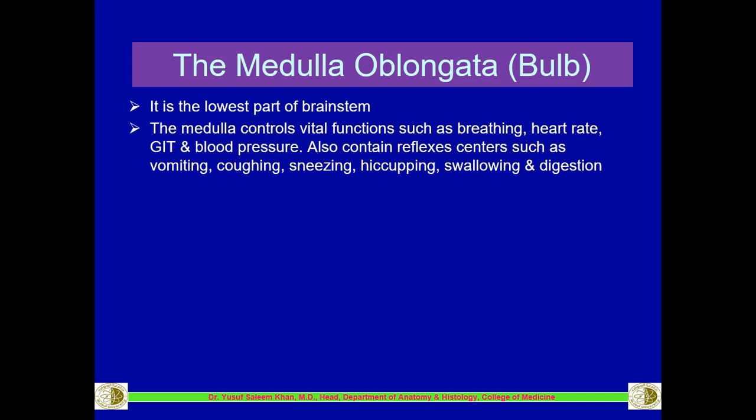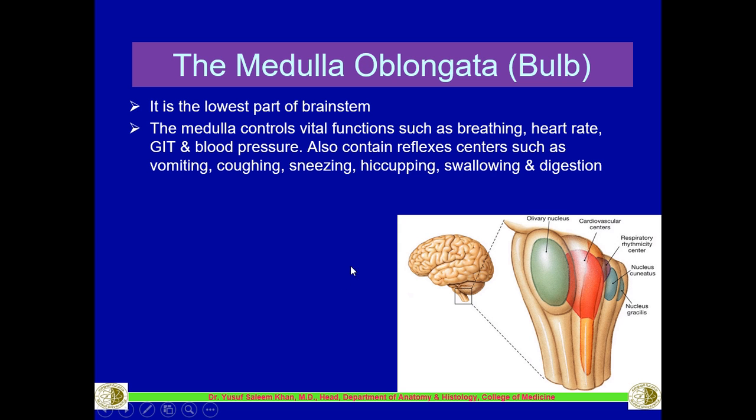We explain this medulla oblongata in a separate lecture because it has very important as well as vital functional centers like the breathing center, the heart rate, GIT and blood pressure. It also contains very important reflex centers like vomiting, coughing, sneezing, hiccup, swallowing and digestion. So these very important as well as vital functional controls are in this part of the brainstem.